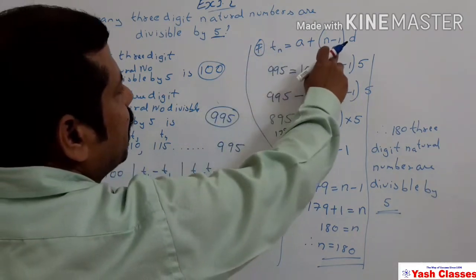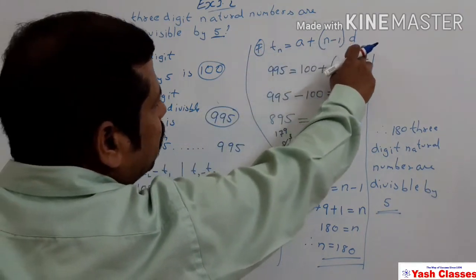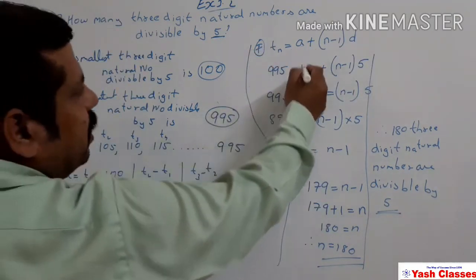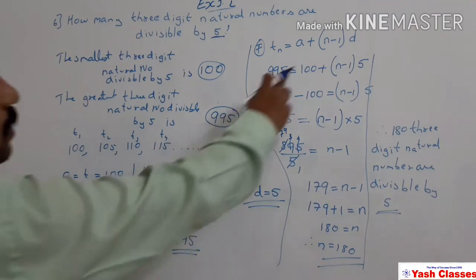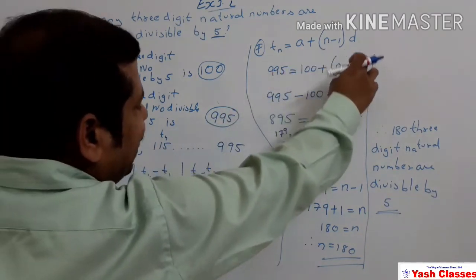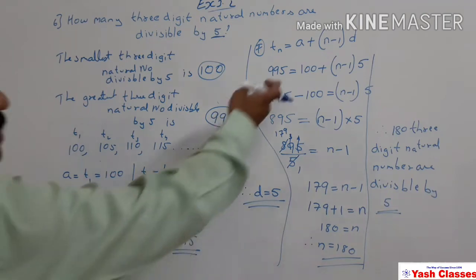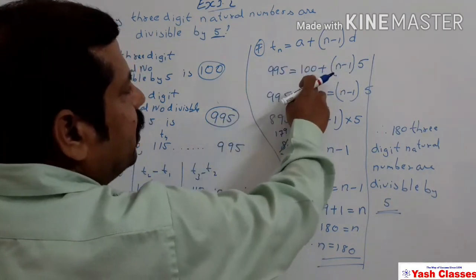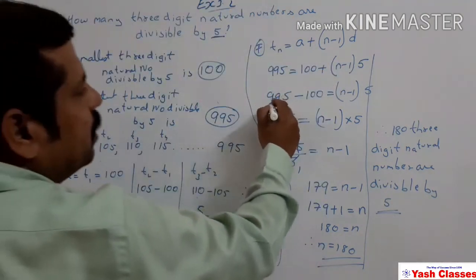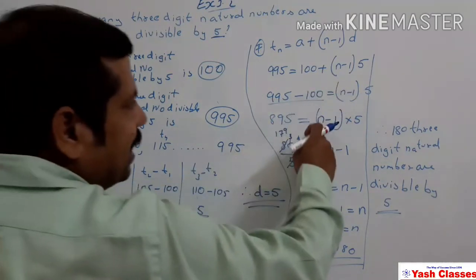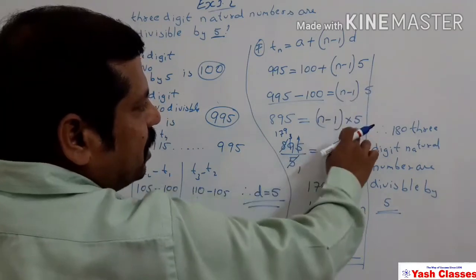Tn is equal to A plus (n minus 1) D. Now Tn is 995. A you got 100 plus (n minus 1) and D is 5. D is 5, A is given and Tn is given here. 100 left hand side, it will become minus, 895. This is as it is. There is no sign, means here multiplication is there.